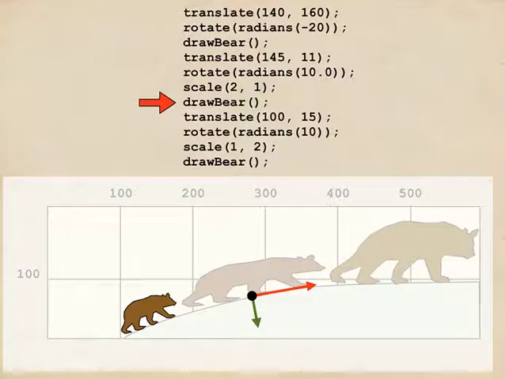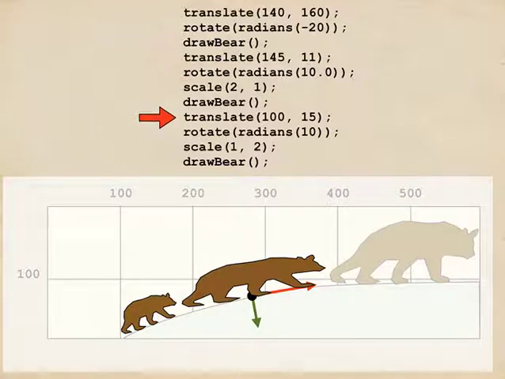We advance to the next line of the program, and it says draw bear. Well, we know that the bear is going to be twice as wide as he is high because we've just stretched out the x-axis. So let's go ahead and draw that bear, and sure enough, it's a very long bear. Now we move to the next line.